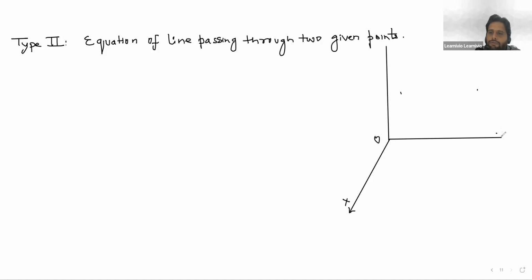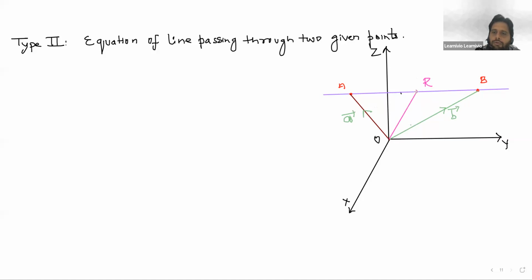this is X, this is origin, this is Y, and this is Z. Okay. This is the line. This is point A. This is point B. Okay, your line is passing through these points. So this has a position vector, and the next one has a position vector too. Position vector of this is A. Position vector of this is B. Okay, then you have this point R. This has the position vector R. Okay, your line is passing through these two points, A and B.